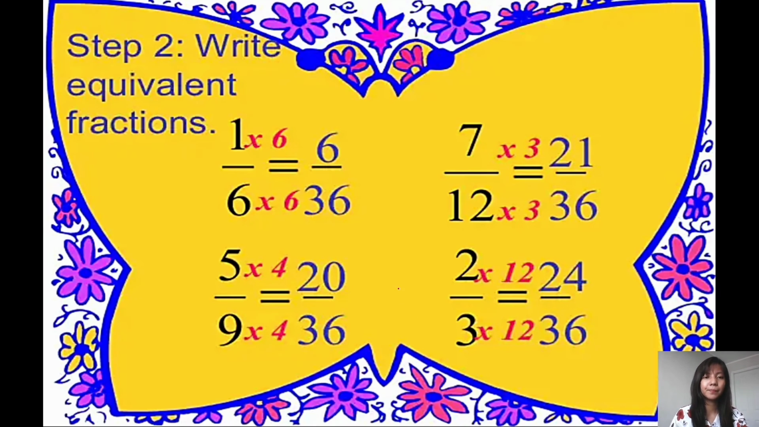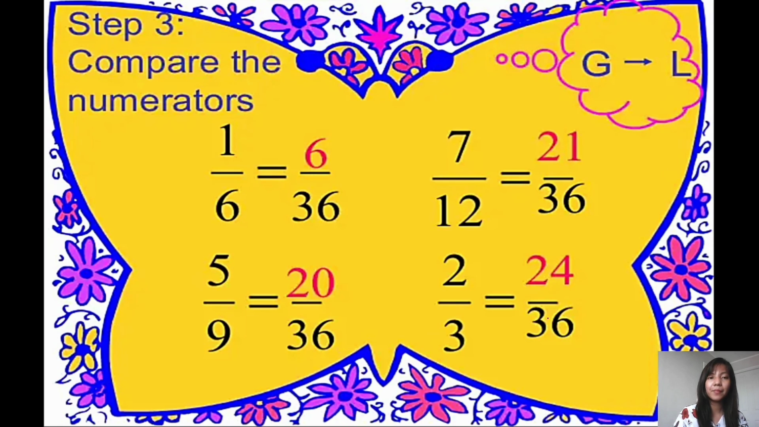So 6 times 6, 36. And then this time, you will multiply 4 by 9. You will multiply 9 by 4 to make it 36. You will multiply 12 by 3 to make it 36. So you have to find the number that you're going to multiply to the given denominators to make it 36.